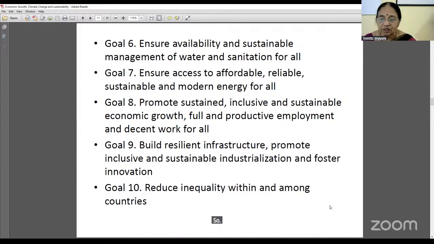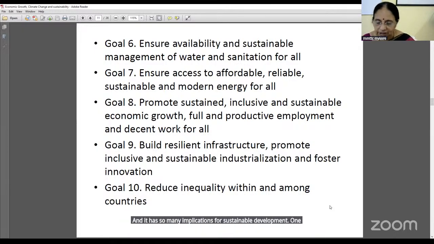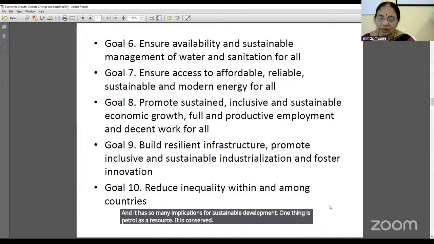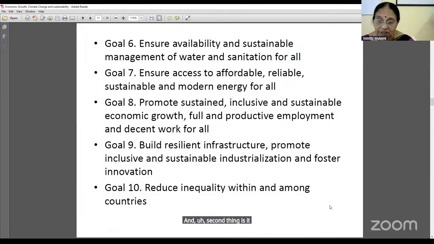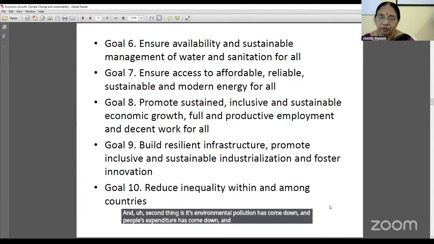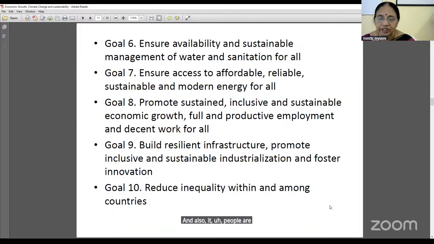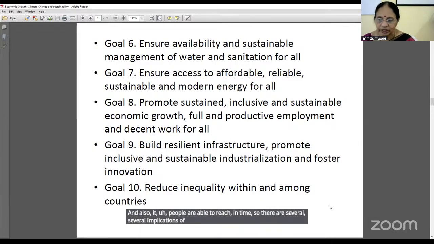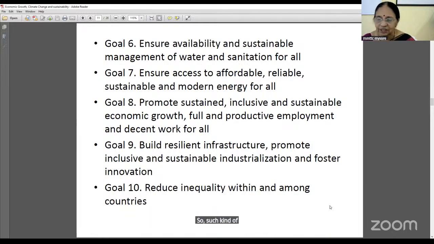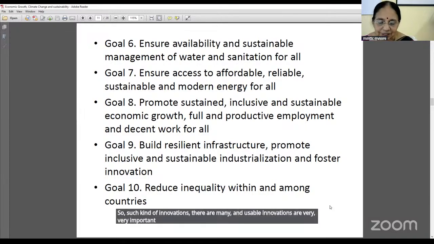So now the efficiency of the petrol has increased and it has so many implications for sustainable development. One thing is petrol as a resource is conserved. And second thing is environmental pollution has come down, and people's expenditure has come down, and it has an economic impact on the households. And also people are able to reach in time. So there are several implications of just one innovation. Such innovations, there are many, and usable innovations are very important for sustainable development.